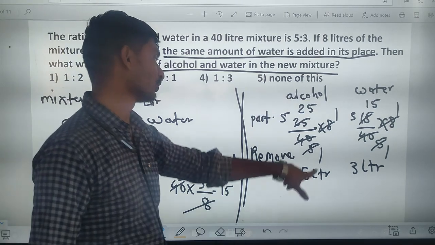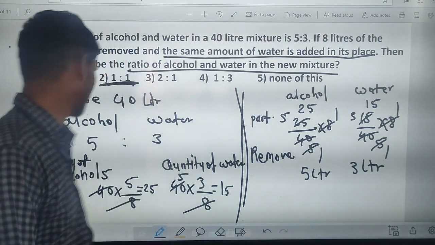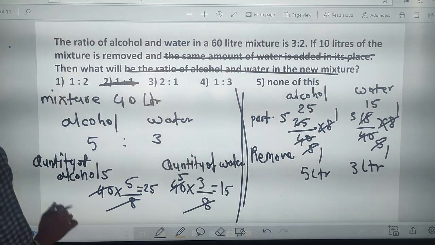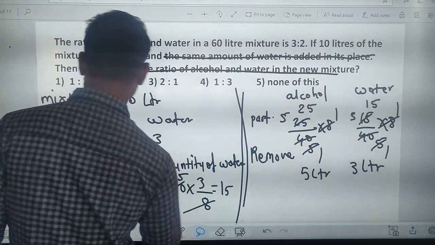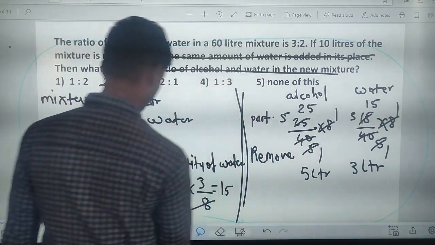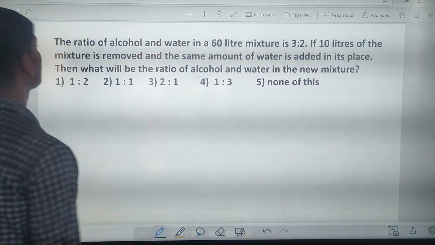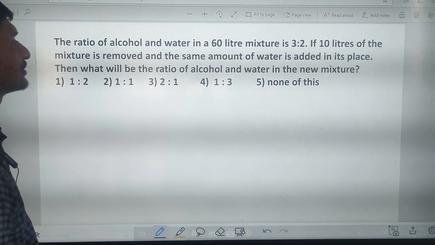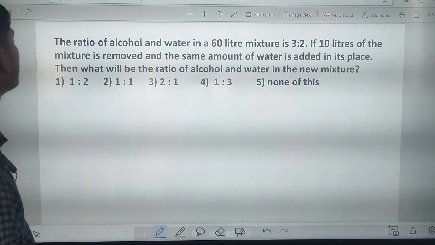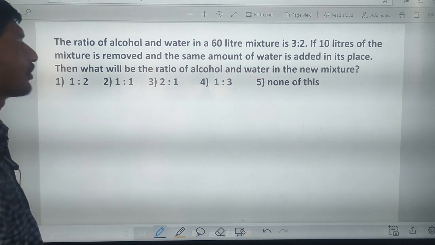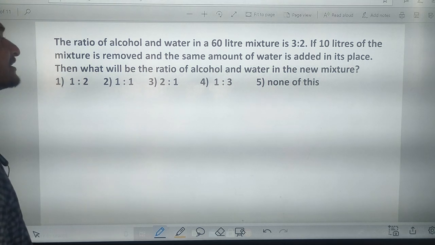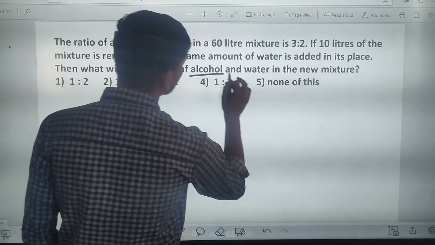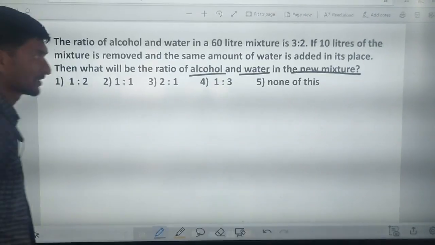Here removed alcohol is 5 liter and water is 3 liter. Next. The ratio of alcohol and water in 60 liter is 3:2. 10 liter of mixture removed and same amount of water added in its place. Then what will be the ratio of alcohol and water in the new mixture?